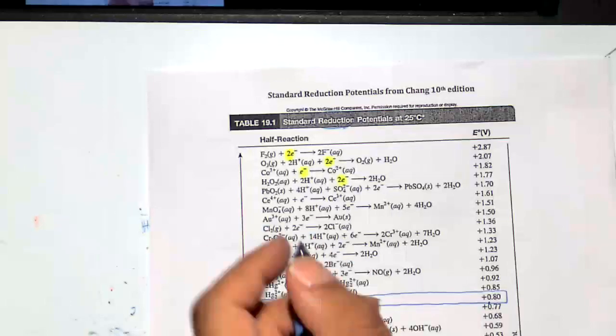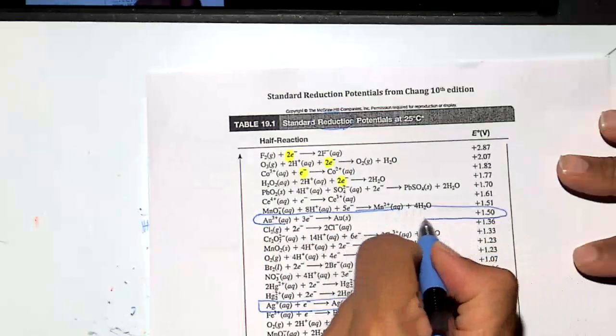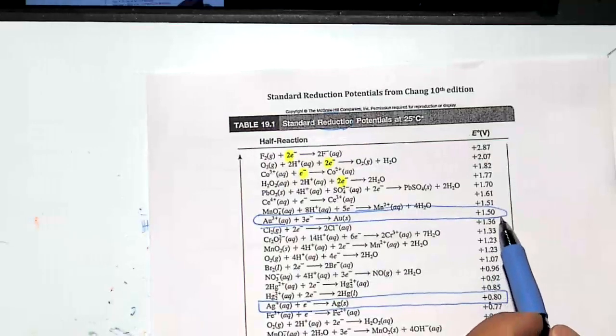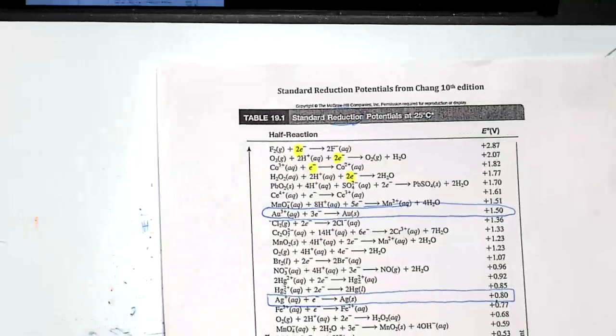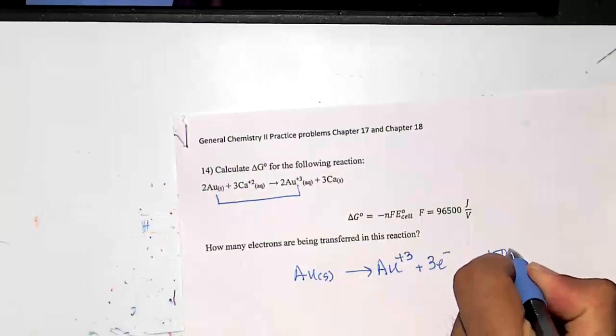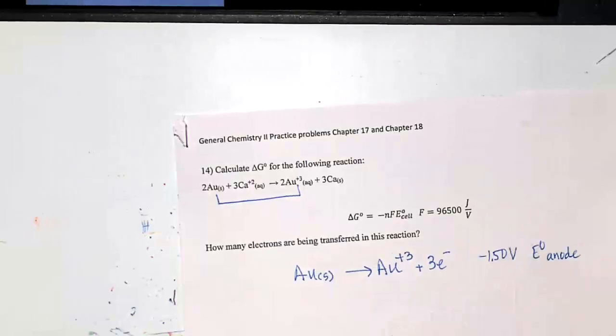Gold is up here. When it's the Au plus 3 plus the electrons going to solid, it's a positive 1.5. We have to flip it, so it's going to be negative 1.5. Yes, I see it right now. Thank you, Billy. Okay, did you hear her? She was exactly correct. We need to flip it, and that's going to make it negative 1.54 volts. And this is the anode.